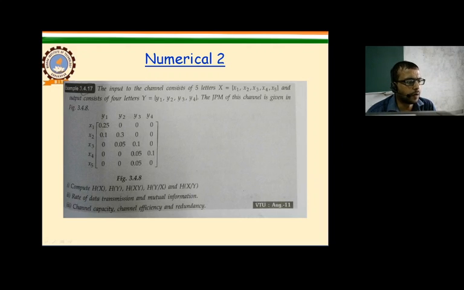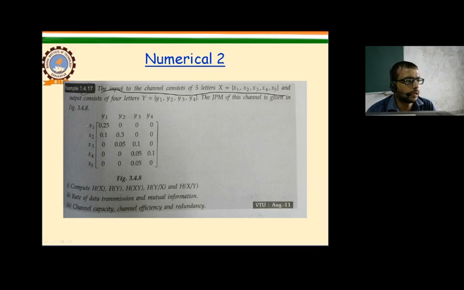ऑलमोस्ट जो आपके parameters हमने कल discuss किया था, how it can be calculated, तो today same procedure we have to follow to calculate all the parameters. And first of all I am going to explain about the matrix, that is the input to the channel consists of the 5 letters, that X is equal to x1, x2, x3, x4 and x5.